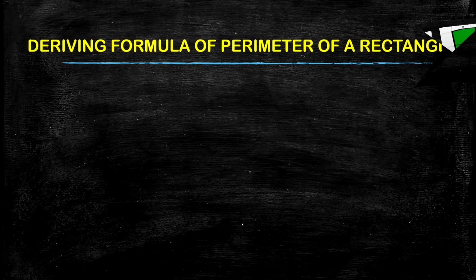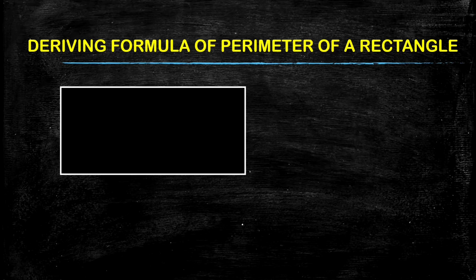Now let's derive the formula for the perimeter of a rectangle. Here we have a rectangle. Let's consider the length of the rectangle as L and breadth as B. So this is B here and this is L here. So I've considered length as L and breadth as B, just for denoting. Now what is a perimeter?